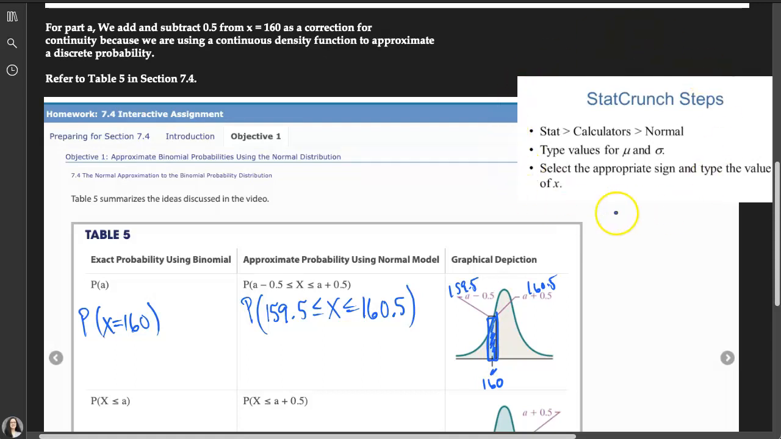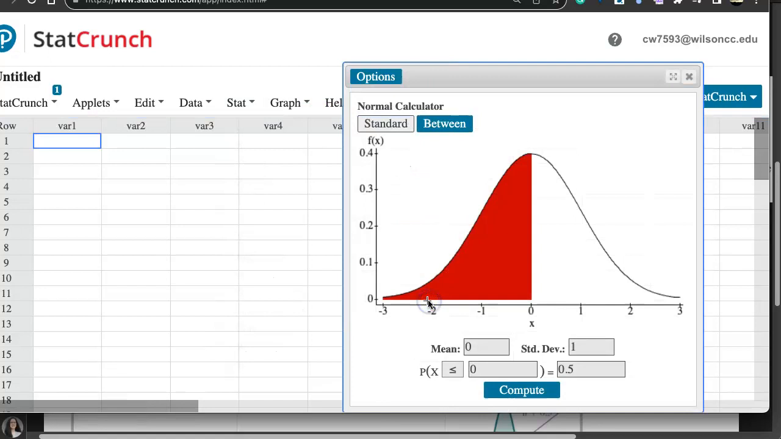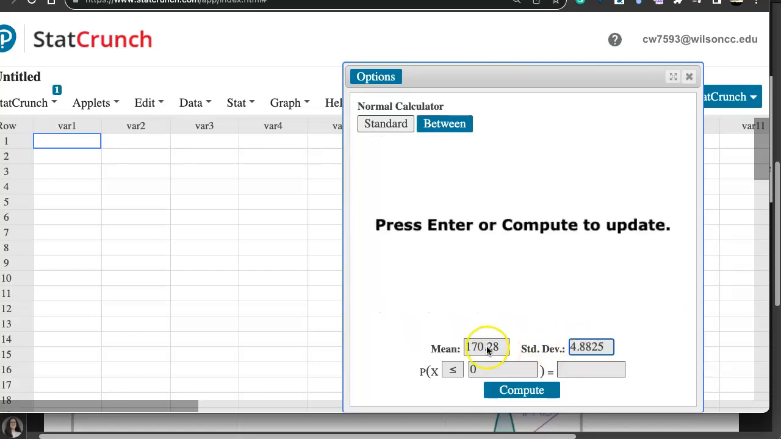Next, we're going to turn to StatCrunch. We'll use Stat, Calculators, and Normal to help us find these values. In this space, this is where we will give StatCrunch what we calculated as our mean and standard deviation. So I went ahead here and typed in those values.